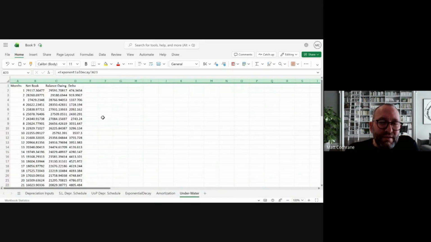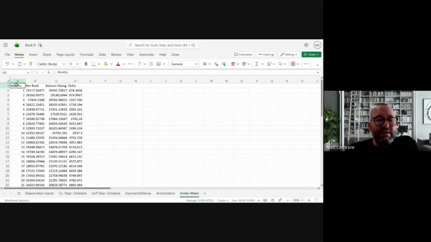So assuming that we have these, we have our months, the net book value, which is essentially the value of the asset over time, the balance owing, which is the value from the loan, and the delta, I'll explain that in a second. What we want to do is create a graph so that we can see a graphical representation of how the depreciation or the value of the asset changes over time, and compare that to the balance owing on the debt over time.